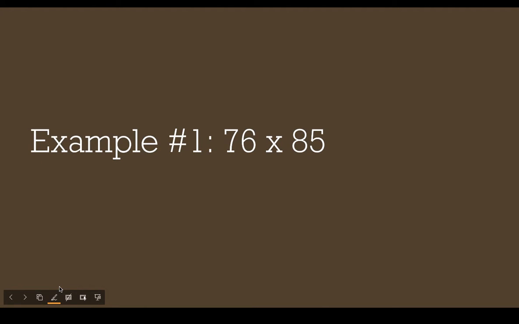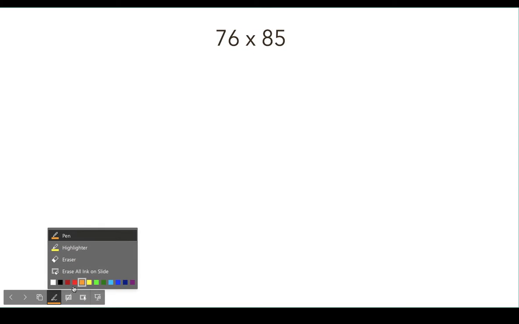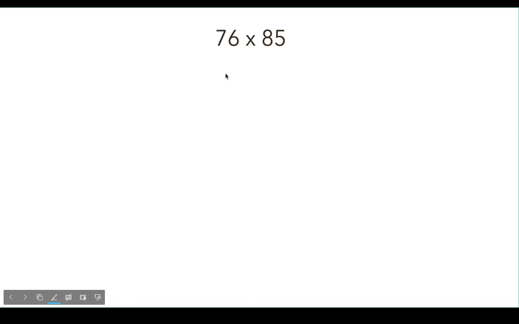Okay, example number 1. 76 times 85. You can do this on your own. If you want, you can pause the video and solve it on your own. But if you still don't understand it, we can solve it together.